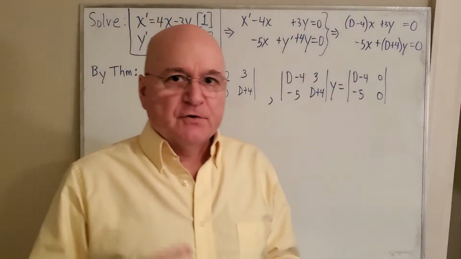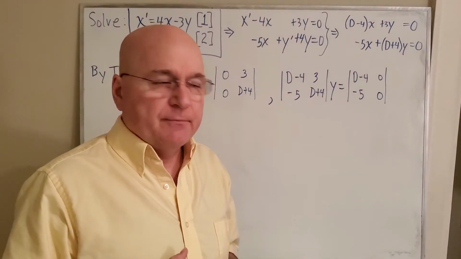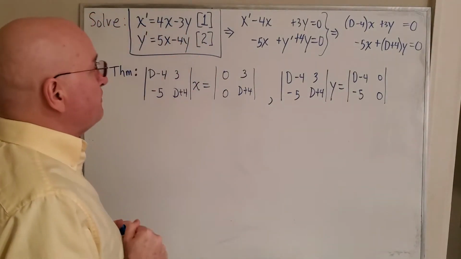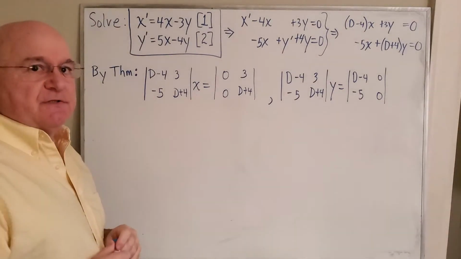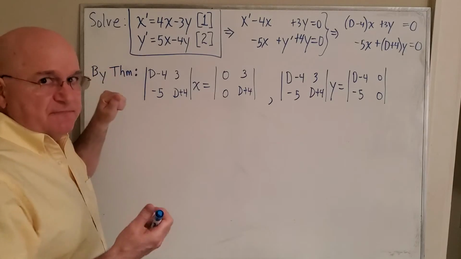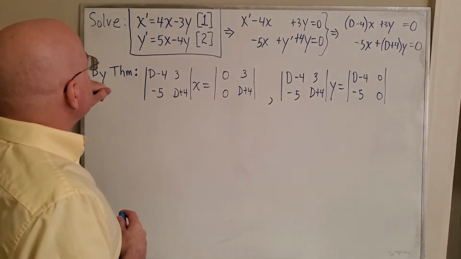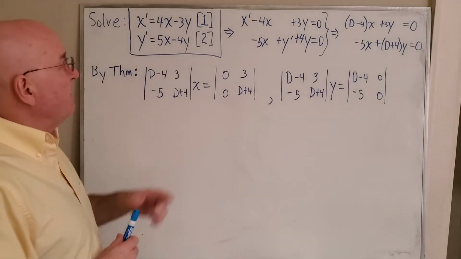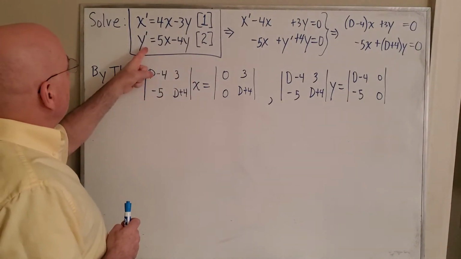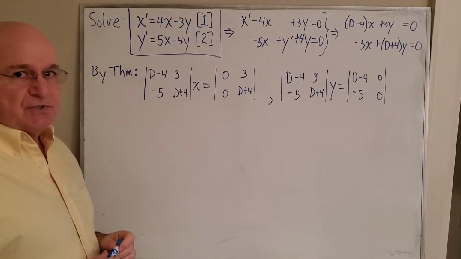Well, here we are with our first example using that elimination method theorem we had talked about in the previous video. We're going to solve this system of two linear differential equations. Notice they're both first order differential equations. We'll have x prime equal 4x minus 3y. We'll call that equation 1. y prime equals 5x minus 4y. We'll call that equation 2.